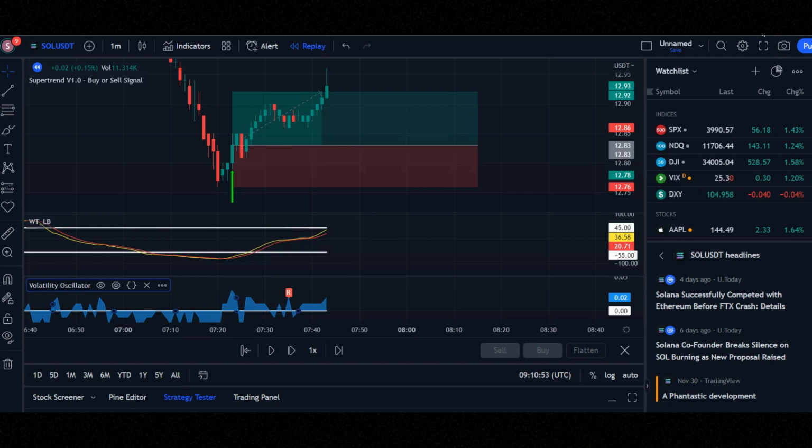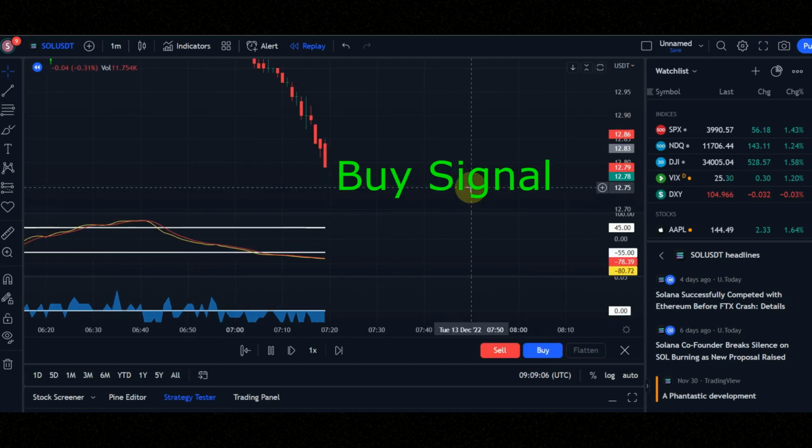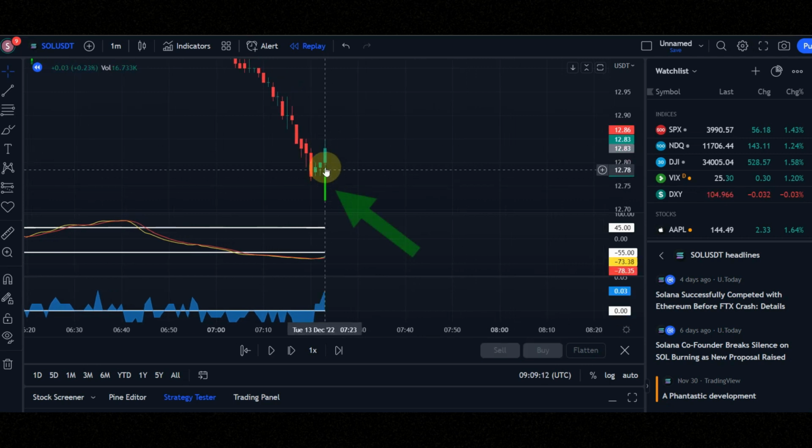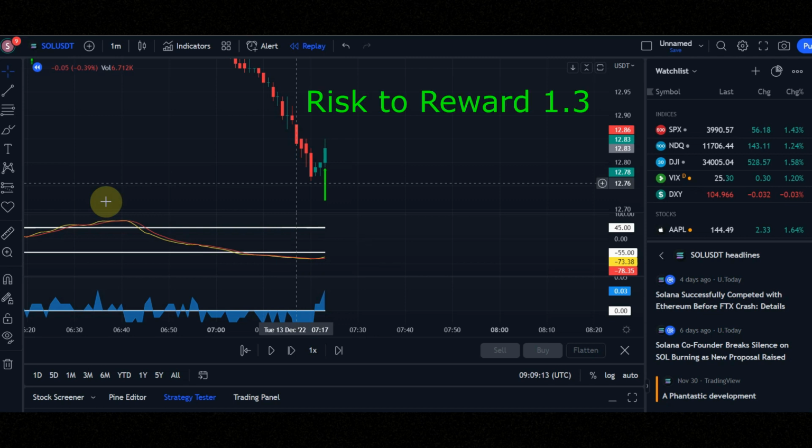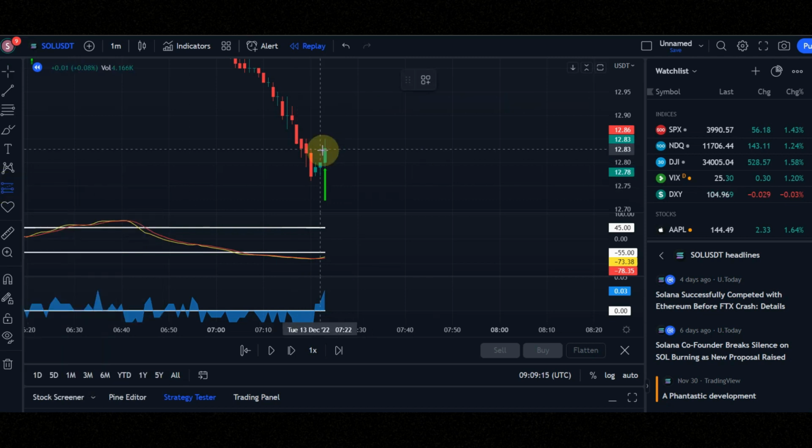These are the conditions for entering a buy position. Condition number 1, when you see green arrow, check the histogram must be above the average. Condition number 2, both yellow and red line must be below the white line and yellow line must cross the red line to up. Set risk to reward to 1.3. Now let's see the result together.